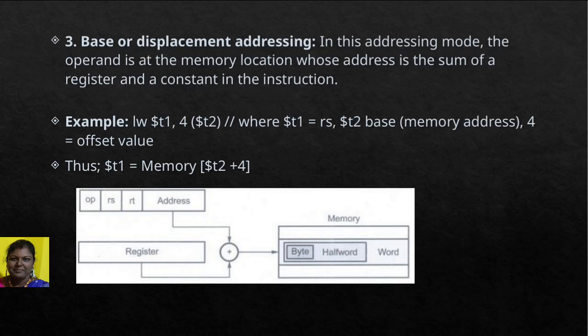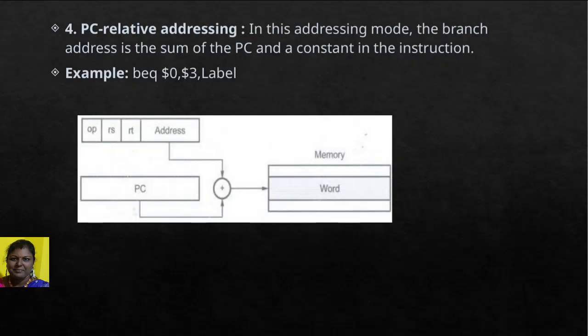Let's talk about PC relative addressing. This mode calculates the branch address by adding a constant value from the instruction to the current program counter, or PC. It's a way to jump to a location relative to where we are now in the code. For example, the instruction BEQ $0, $3, label means branch if equal, using that relative address to find label. It's a simple but powerful way to control flow efficiently.